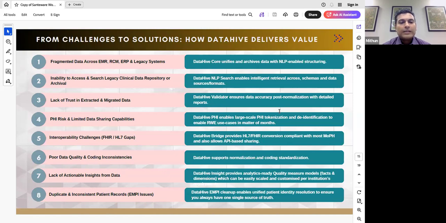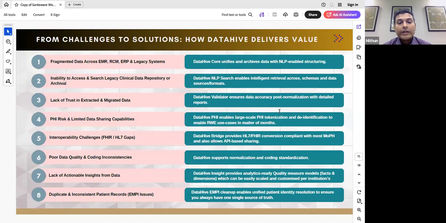The other problem is risk of sharing, or lack of sharing. This is primarily because some of this data does not comply with your FHIR or HL7 standards, whereas Data Hive provides that layer where you can easily convert your data, and it augments or enriches that data so that tomorrow you can easily convert it into HL7 and FHIR within this proprietary tool, without needing another third-party application to do that and share it with your external agencies. So it solves your interoperability challenges.